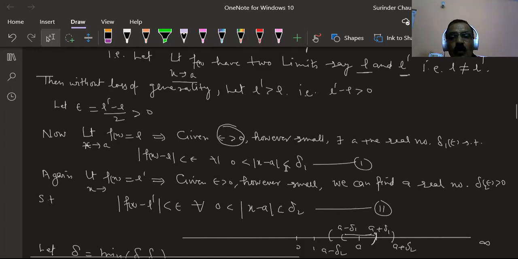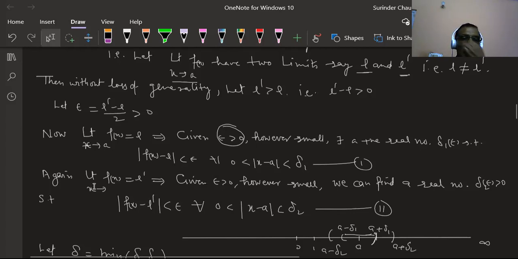This means for all x in a deleted neighborhood of a. Delta 1 deleted neighborhood of a means (a minus delta 1, a) union (a, a plus delta 1), that is, a minus delta 1 to a plus delta 1 excluding a. This is the meaning of this inequality.